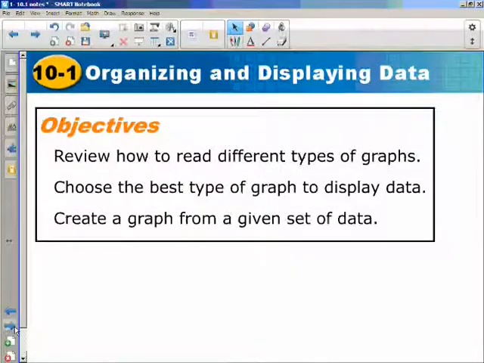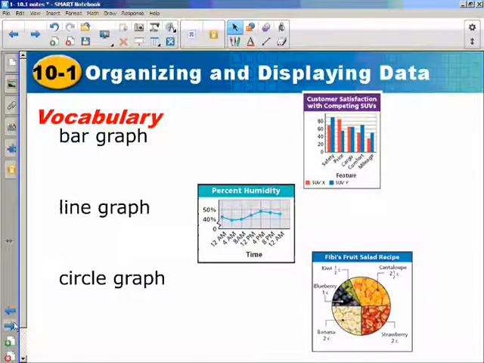Okay. This entire section will cover these objectives. Today we're really only going to do the first objective, review how to read different types of graphs. Our vocabulary will be throughout the lesson, so keep that ready, and as you come up on a definition for these terms, get ready to flip back and fill in the blanks.